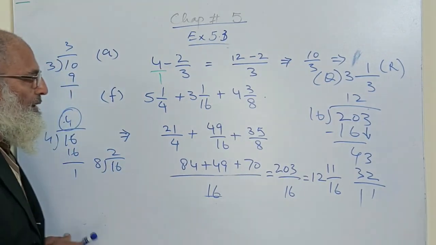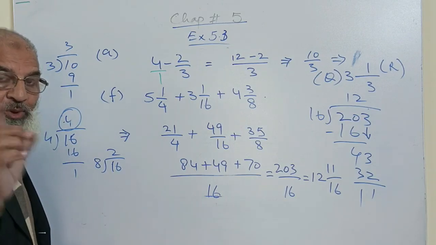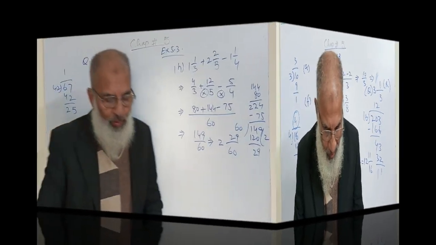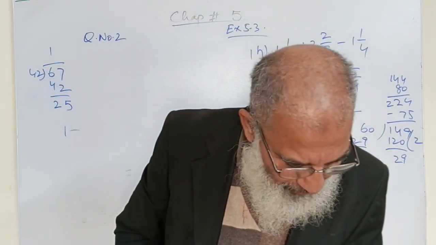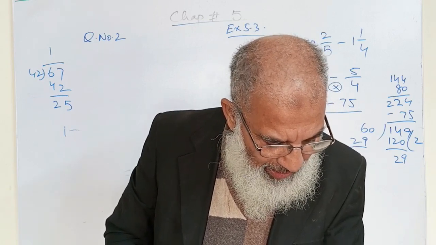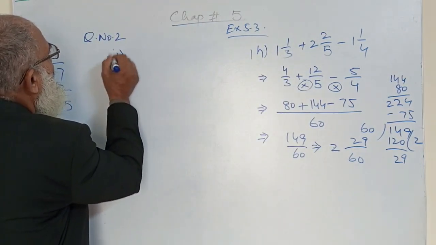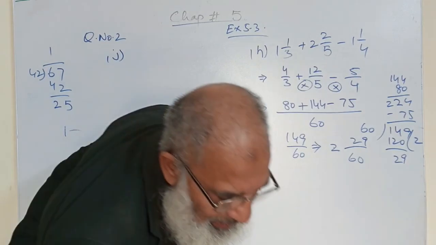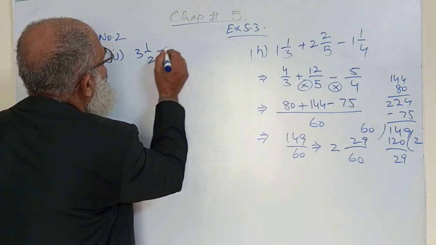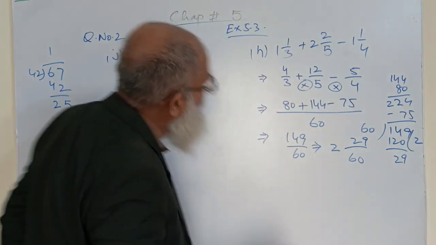You can also do it in the other way, the method I told you, but that is much more difficult than this one. So my dear students, I'm going to solve another question for you, part J, because it is a different question from the others. Question number 2, part J: 3 half minus 2 quarter, and this is being multiplied by 4 by 3.